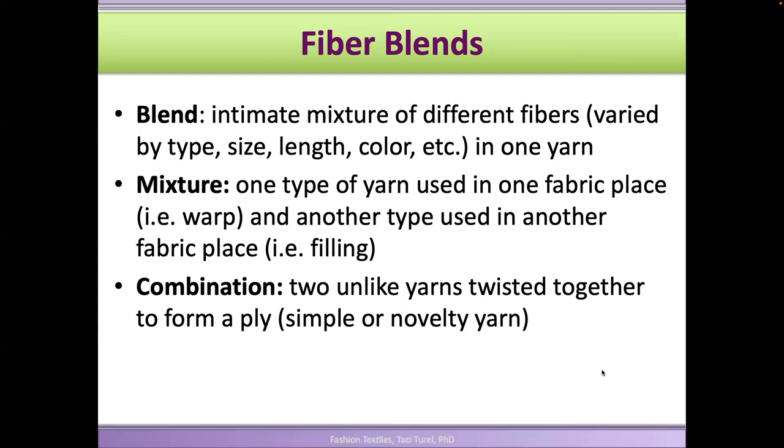And then combination is you use two unlike yarns and you twist them together to form a ply. But sometimes we can mix them. So you mix one yarn with the other and you make a fabric. It's usually called a mixture, because then in your fabric, one set of yarns are, say, polyester, the other set is nylon. Then you have a mixture of these two yarns in the same fabric.